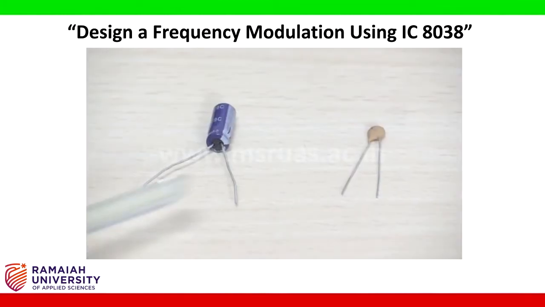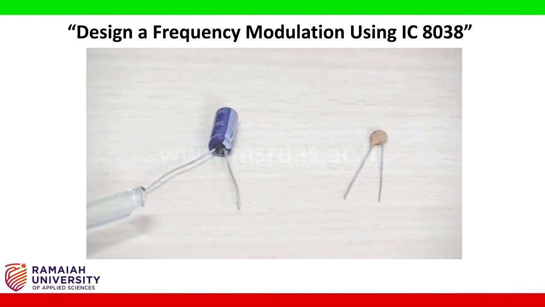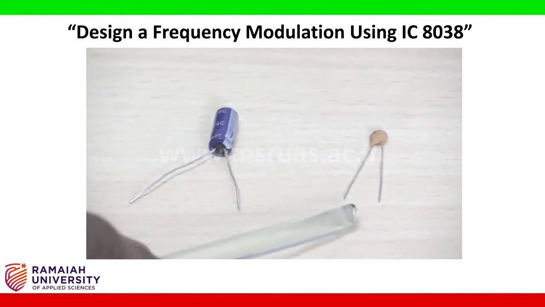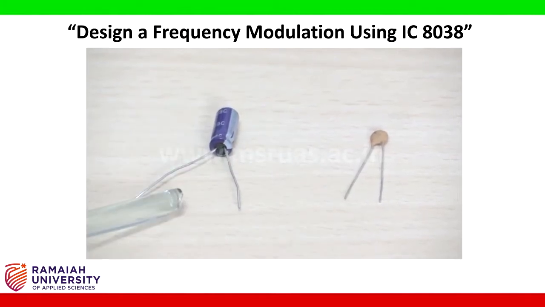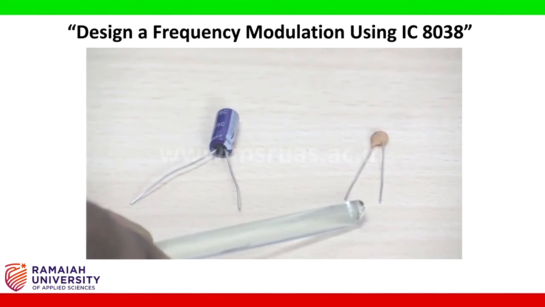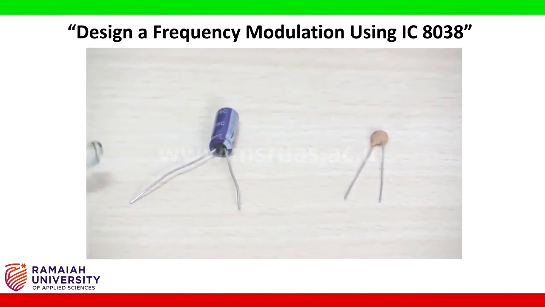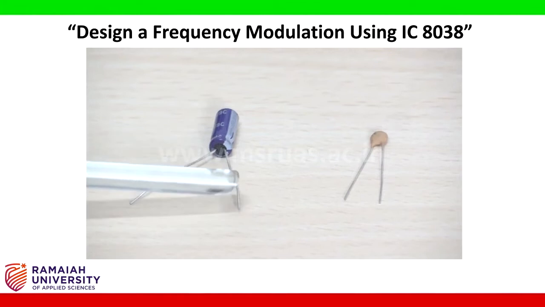Capacitors. These are the two capacitors used in this experiment. This is a 1 nanofarad capacitor. This is a 1000 nanofarad capacitor. This capacitor doesn't have polarity in it. However, in this one, the longer leg is the positive terminal, the shorter leg is the negative terminal.